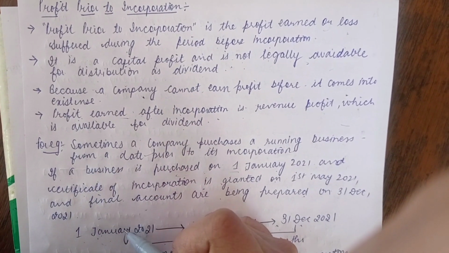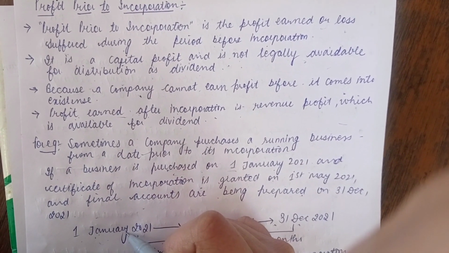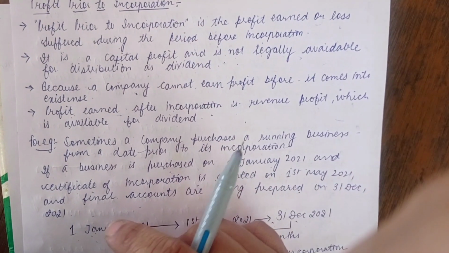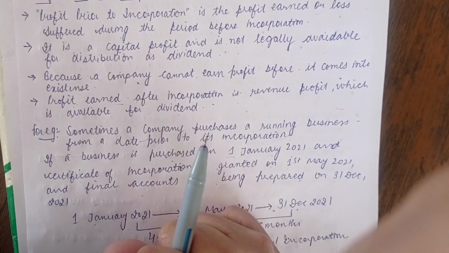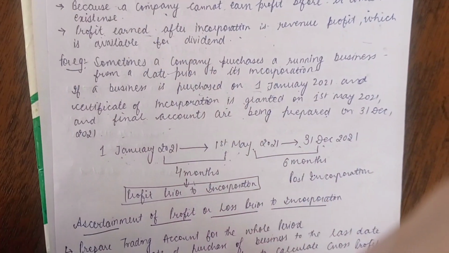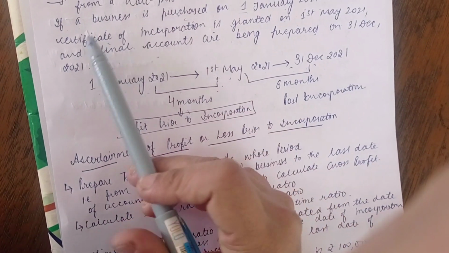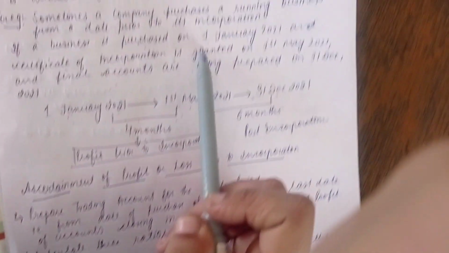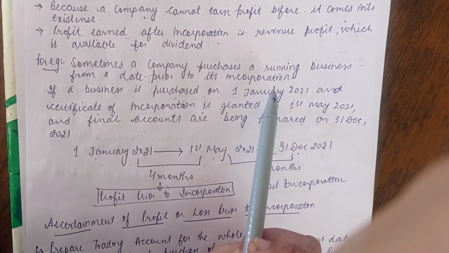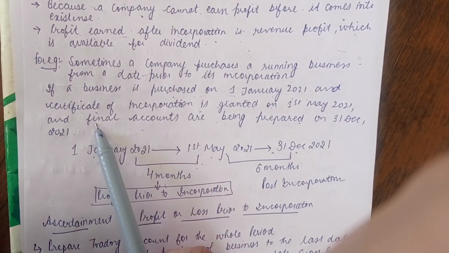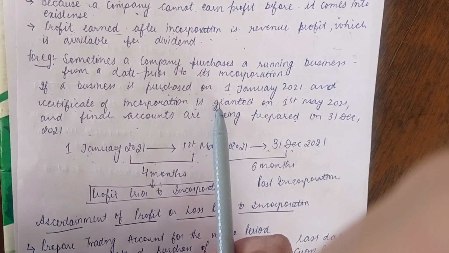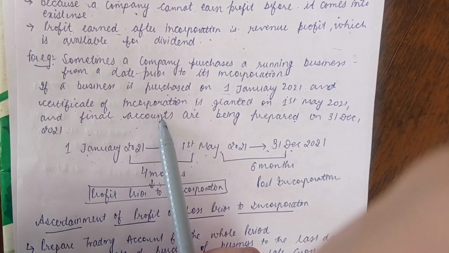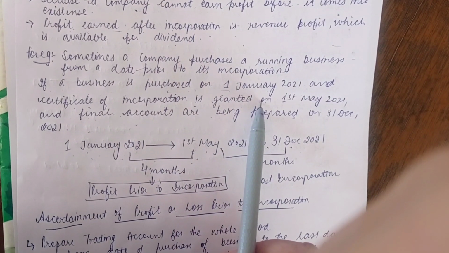Profit earned after incorporation is known as revenue profit, and that profit is available for distribution as a dividend to the company's shareholders. For this, we can take an example: a business is purchased on 1st January 2021, and the certificate of incorporation is granted to the company on 1st May 2021, and the final accounts are being prepared on 31st December 2021.